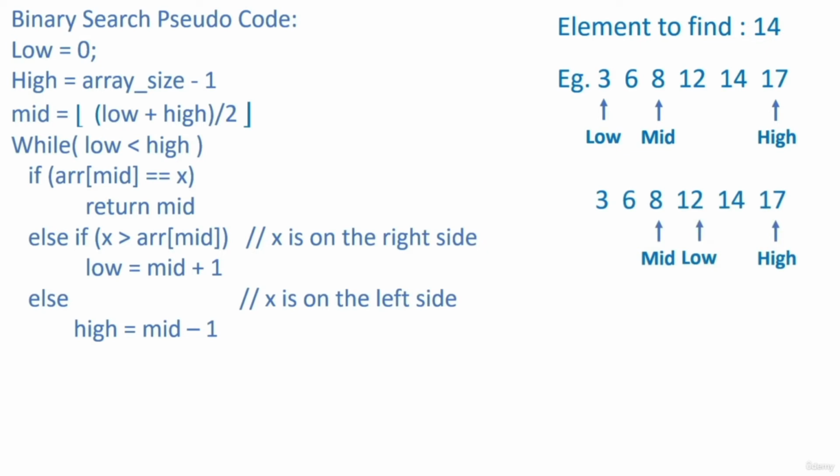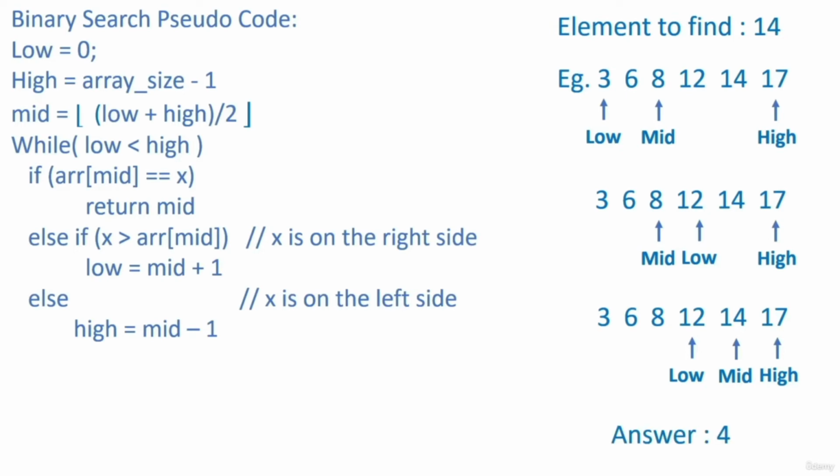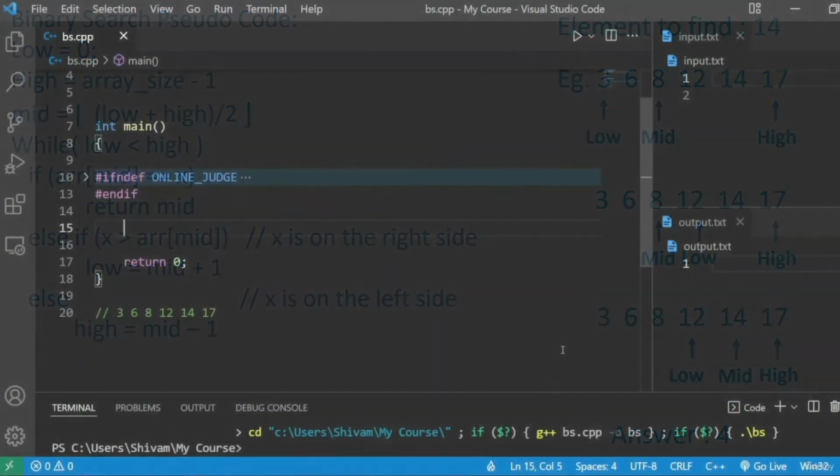Now again here if we calculate our mid, then it will evaluate as 3 plus 5 divided by 2, that is 4, and the floor of 4 is also 4. So our mid will shift to here. Now we will check, is the element at mid equal to 14? Yes, it is equal to 14. This is how we implement the binary search algorithm.